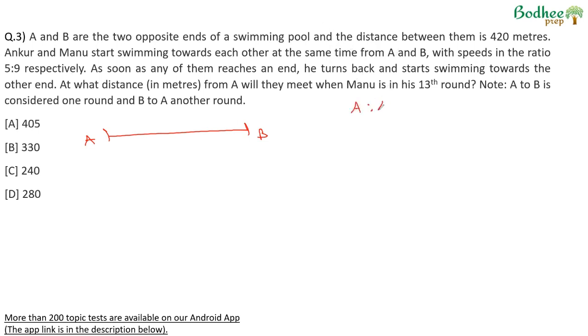Ankur and Manu speeds are in the ratio 5:9. As soon as any of them reaches an end, he turns back and starts swimming towards the other end. At what distance in meters from A will they meet?